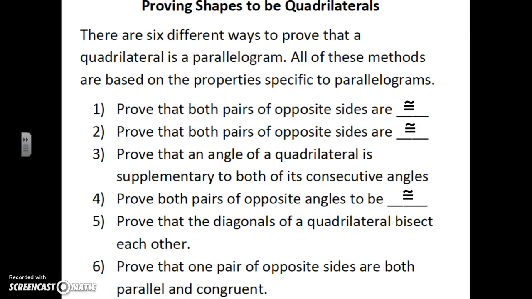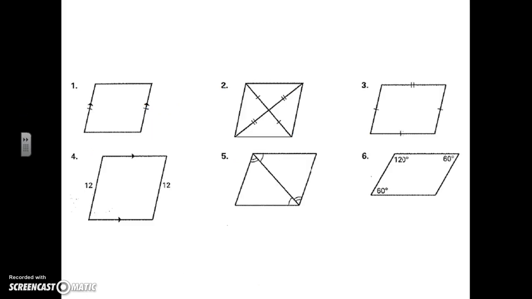We can also prove that the diagonals of the quadrilateral bisect each other, and that one pair of opposite sides are both parallel and congruent. So you have 6 different methods to prove something to be a parallelogram. Now I'm going to go through these 6 examples and see whether or not they're all parallelograms.